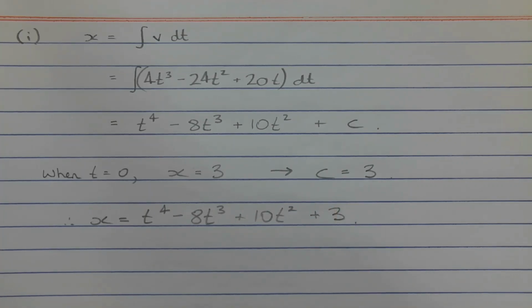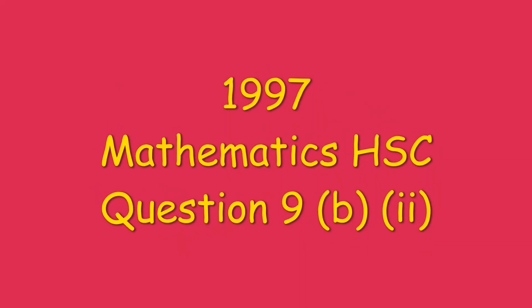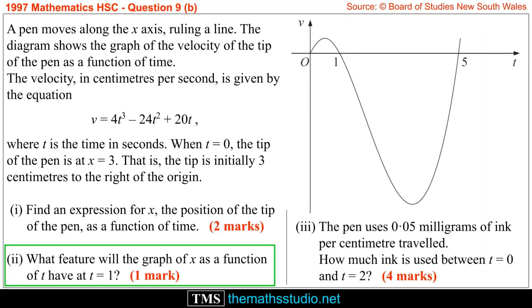So putting that all together, we get x is equal to t to the power of 4 minus 8t cubed plus 10t squared plus 3. Part 2. What feature would the graph of x as a function of t have at t equals 1?